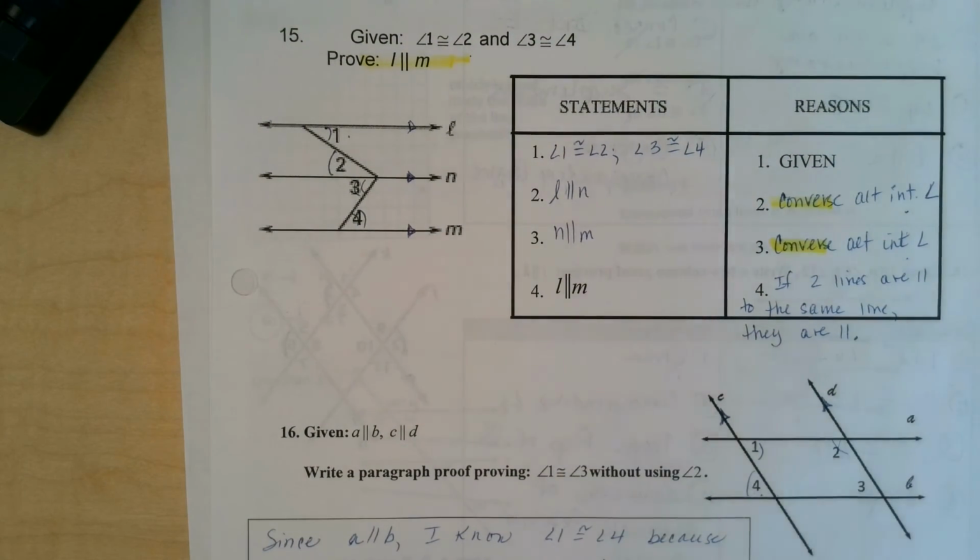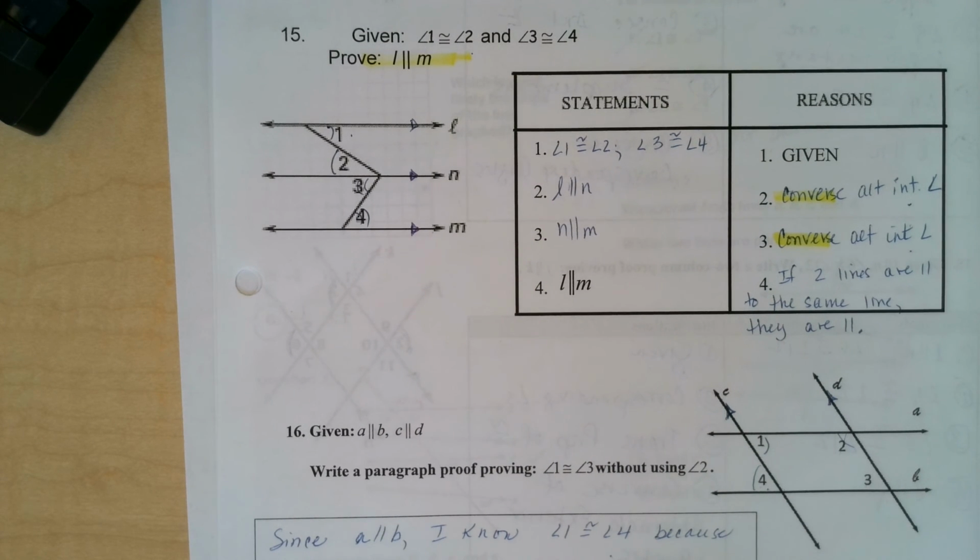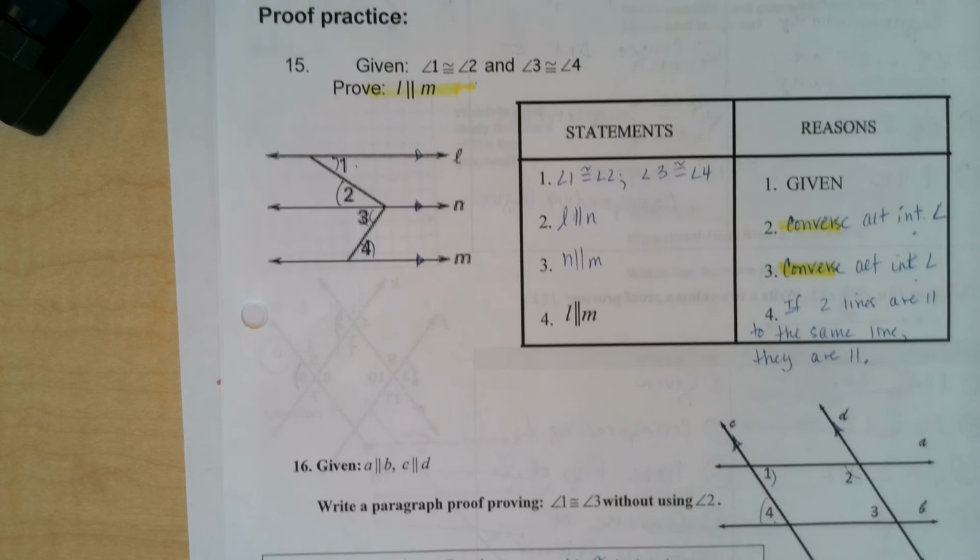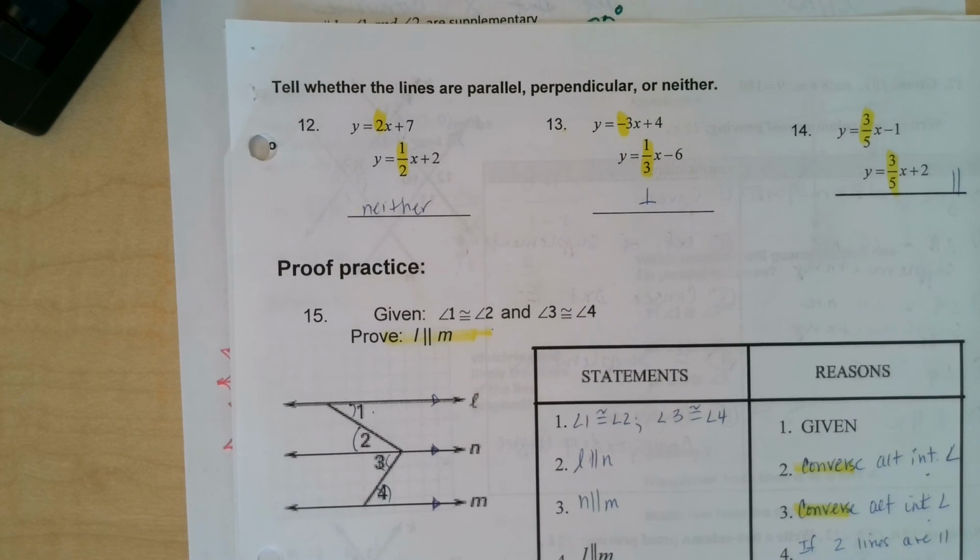So lots of kids asking questions about this justification here. If the theorem doesn't have a specific name, just describe it. If two lines are parallel to the same line, then they're parallel to each other. It doesn't have a name, but I can just describe it. Can you go back up to number 12? How is that neither? Because it's 2 over 1. They're reciprocals, but they're not opposites. Yeah, okay, you're right.